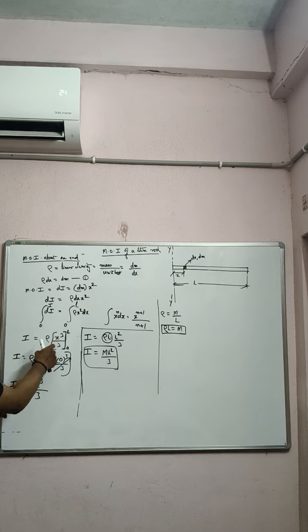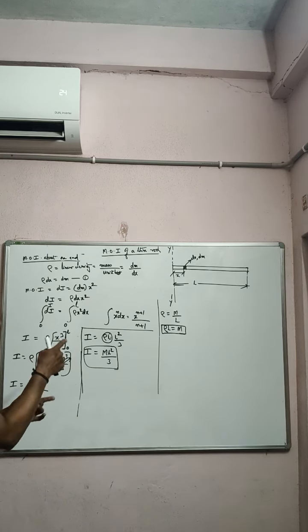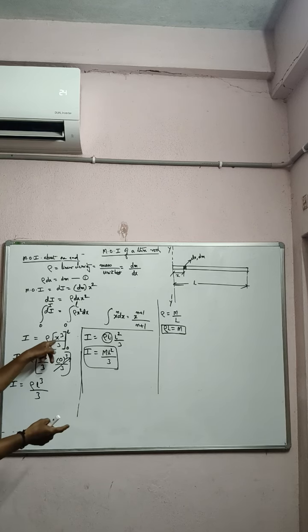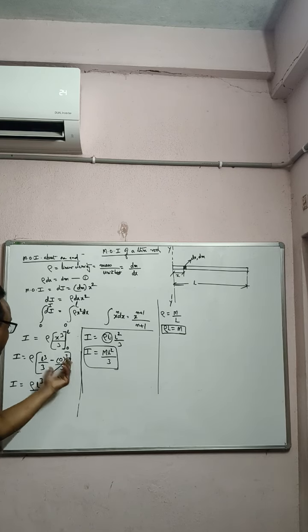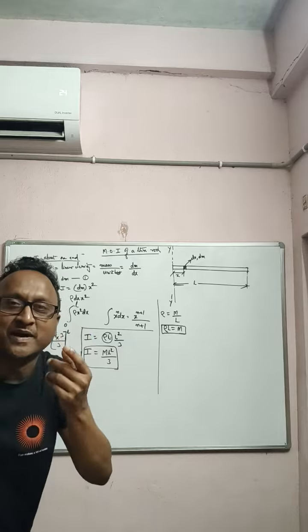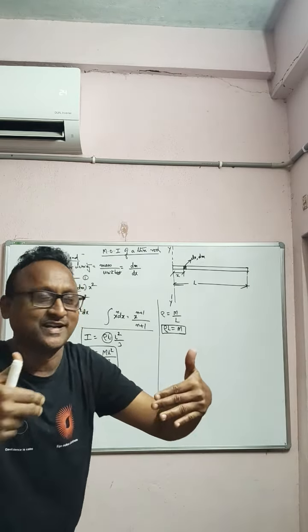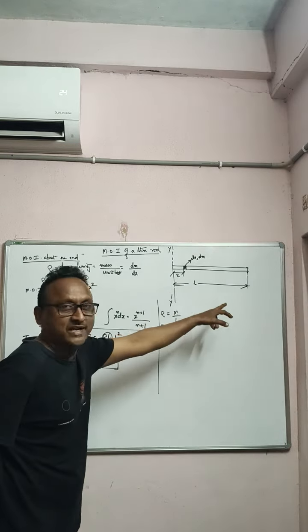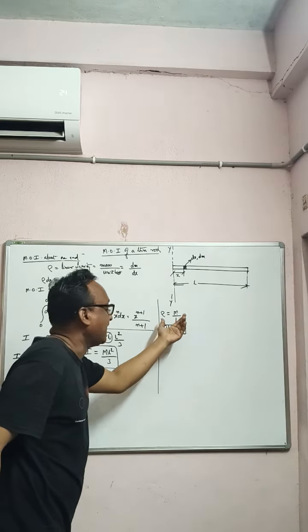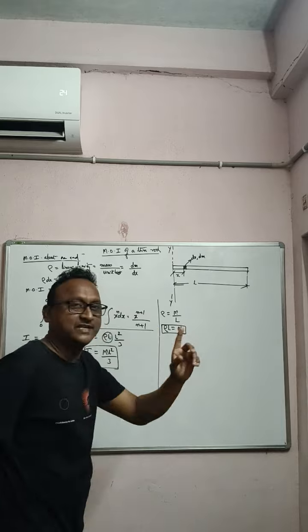So we apply the limits, upper limit minus lower limit of the function of x. So L cube by 3 minus 0 cube by 3, which cancels out. So what remains for us is rho L cube by 3. But what is the linear density of the entire rod? Mass per unit length. So capital M is the mass of the entire rod, L is the length of the rod. Therefore rho into L is capital M.